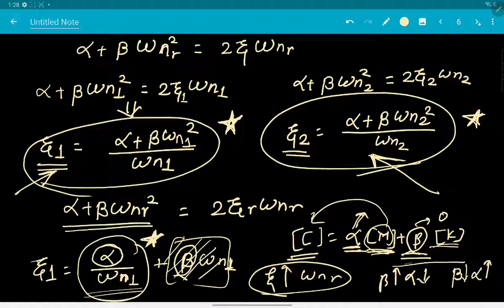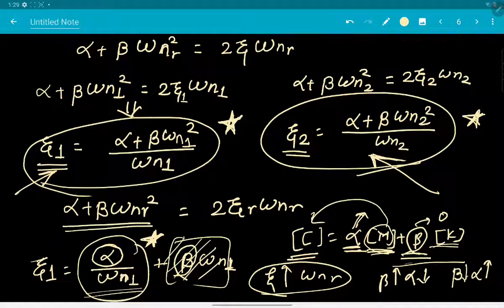So this is a kind of workaround to tackle C, and this is one of the easiest ways in which we can find out the forced vibration response of damped systems. It was much easier when we had a 2 degree of freedom system.